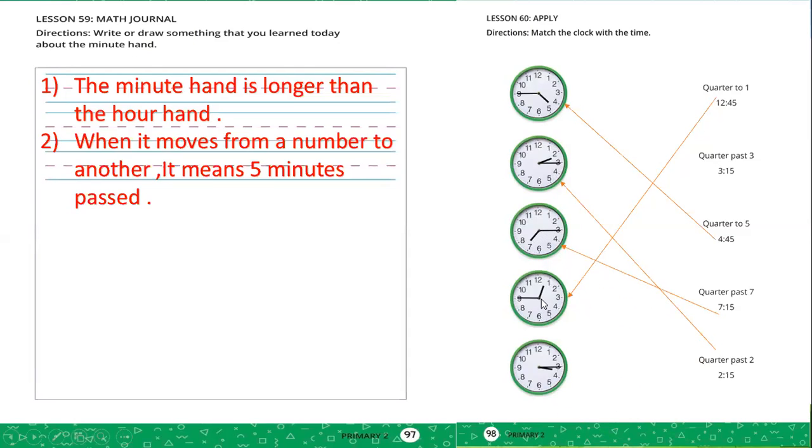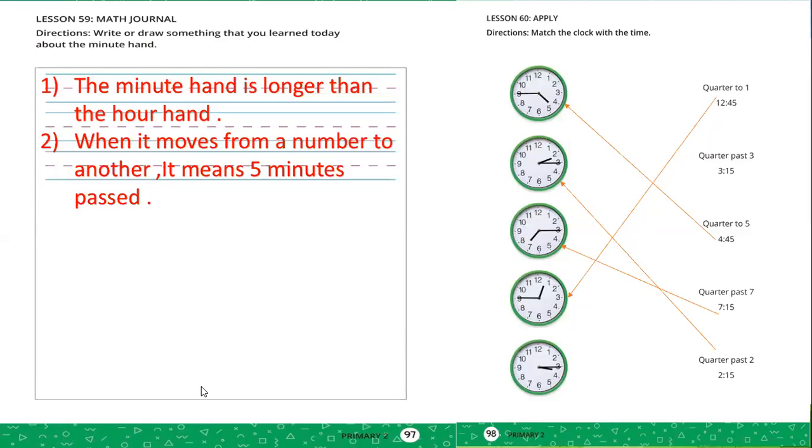The next one, look at the long hand first. If we are speaking analog, we look at the long hand: o'clock, half past, quarter past, quarter to. So here it means quarter to. Quarter to what? Look at the short hand. It will be quarter to 1.